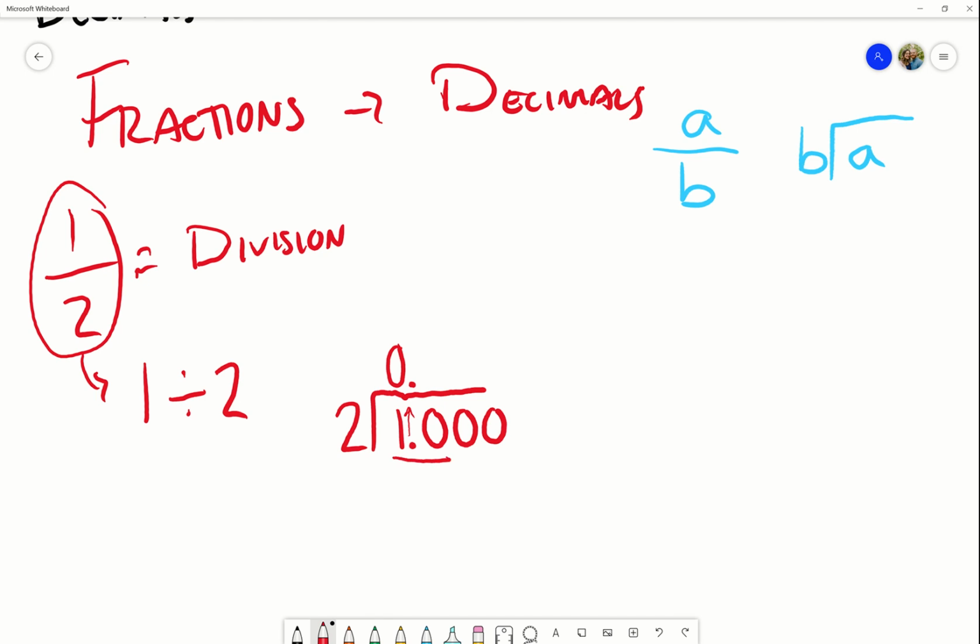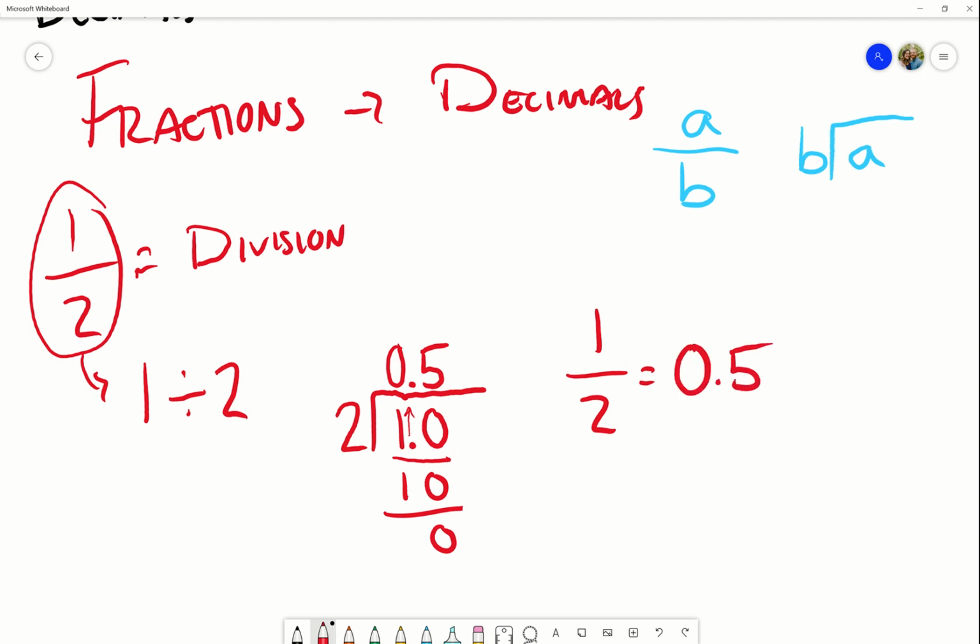And how many times can 2 go into 10? 5 times. 2 times 5 is 10, and that leaves me with nothing. So I don't actually care about these zeros here. I erase them, and my problem is done. 1/2 equals 0.5.